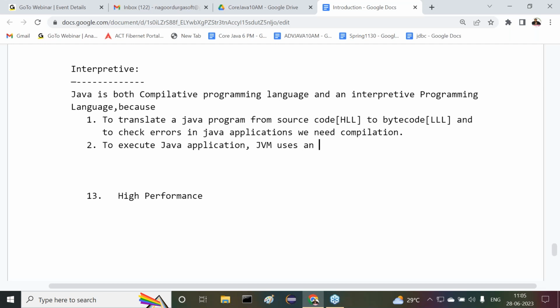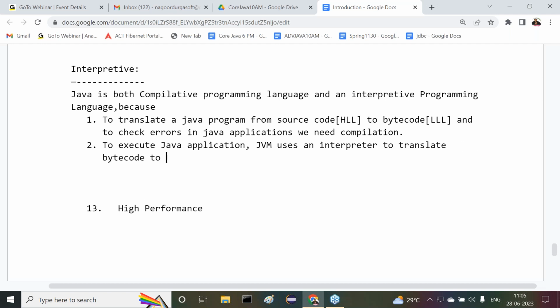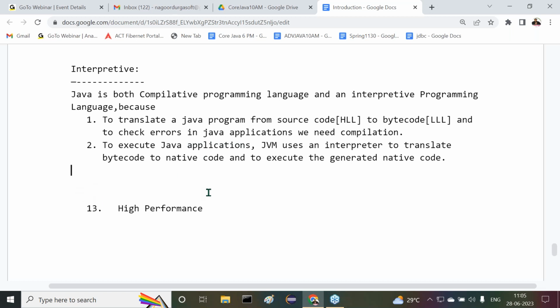So the JVM uses an interpreter. Observe carefully. To execute the Java program, the JVM uses an interpreter to translate bytecode to native code. Bytecode is still an intermediate code, but native code is directly executable code. Bytecode to native code, and then execute the generated native code. Because the JVM uses an interpreter, we can conclude that Java is an interpretive programming language.